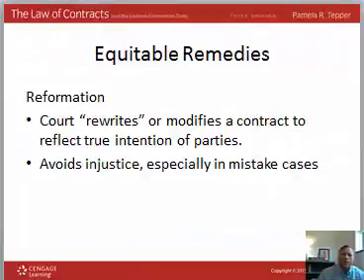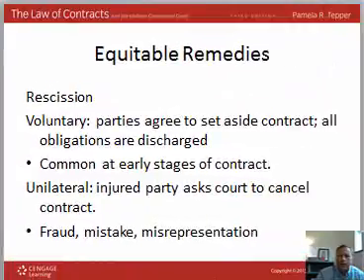Let's talk about reformation and rescission. Reformation is when the court reforms, that's the term reformation, or rewrites a contract. It may be a clause in a contract, it may be the entire contract, as an equitable remedy to reflect the true intention of the parties. It usually happens in the cases of mistakes.